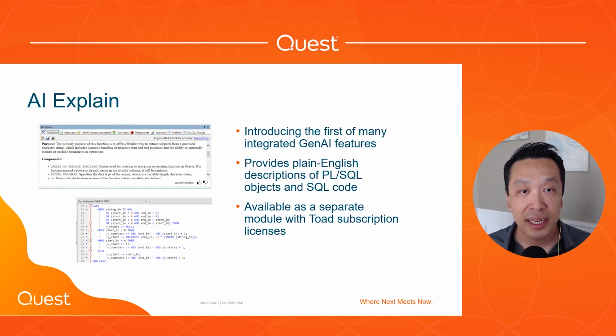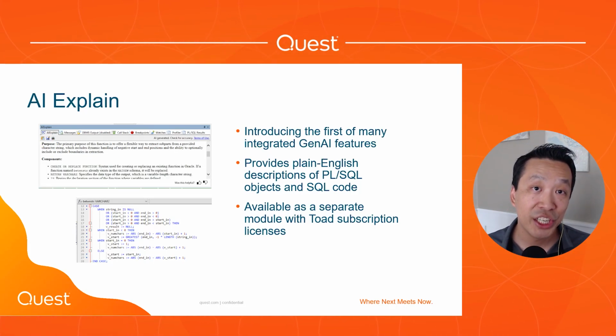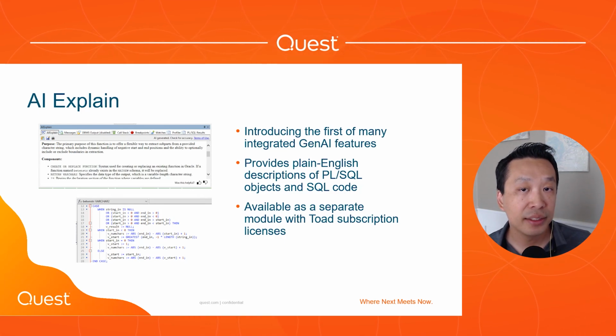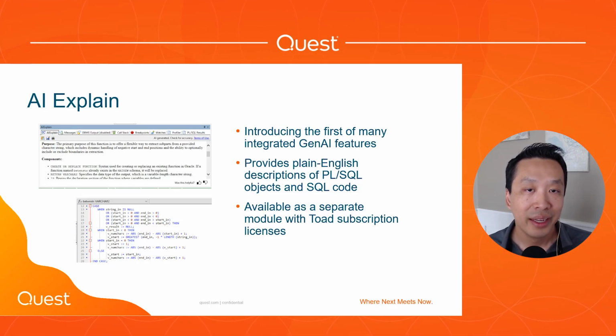So what AI Explain does is if you have some code loaded up inside of Toad and you don't know what it does, or there's no good documentation on it, what you could do is ask Toad, hey, can you explain this code to me in plain English? Like, I don't know what it does. Maybe I'm not a developer. Maybe I'm more of a DBA and I don't write a lot of code. Can you just analyze this code and tell me what it does?